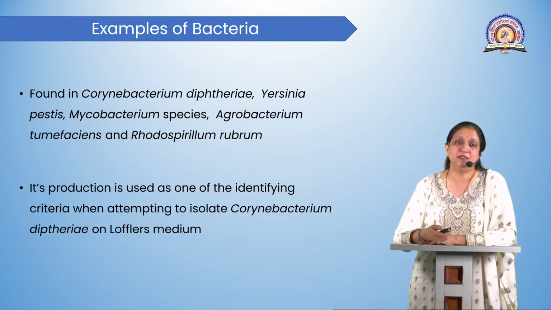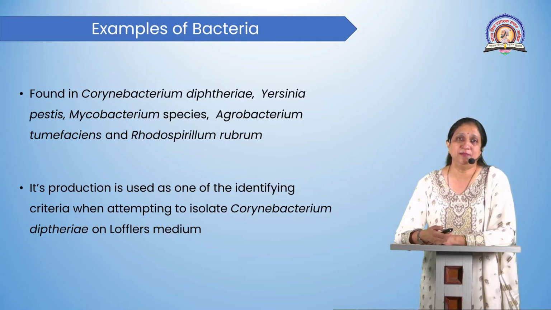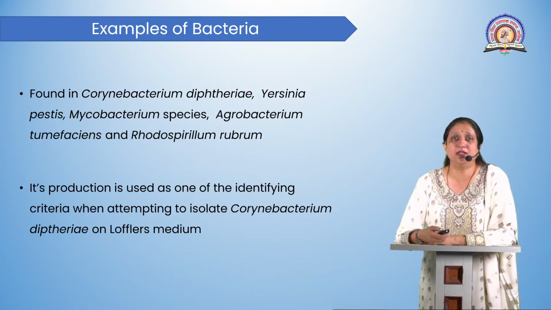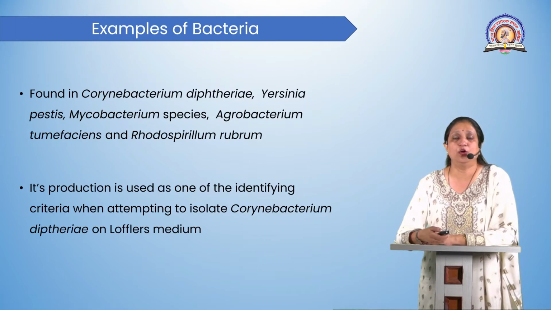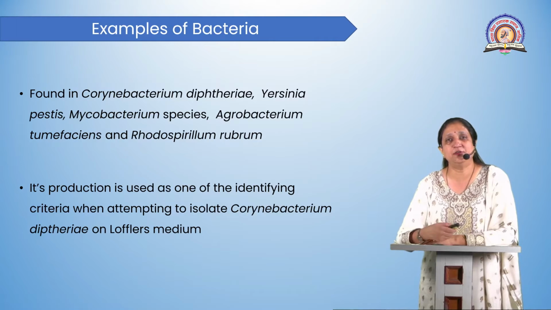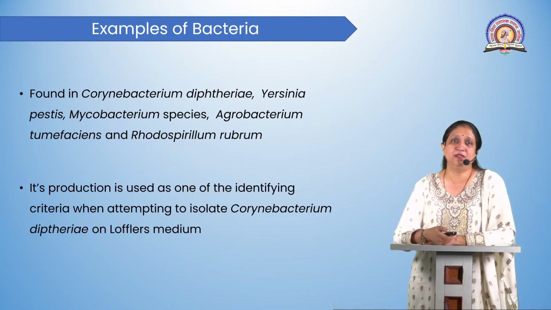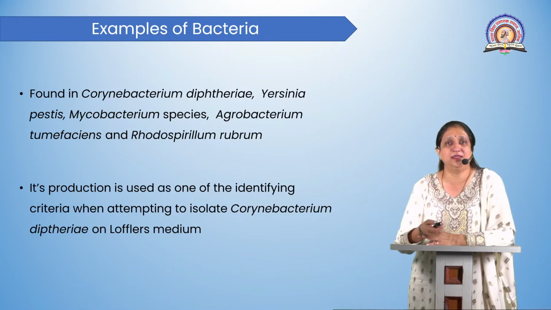Its production is used as one of the identifying criteria when attempting to isolate the pathogenic Corynebacterium diphtheriae on the Loeffler's medium. Because on the Loeffler's medium, there is a deficiency of sulfate, and therefore a very rapid accumulation of the metachromatic granules occurs within the Corynebacterium diphtheriae organism. Thus, it is one of the tools that can be used for the identification of pathogenic Corynebacterium diphtheriae.